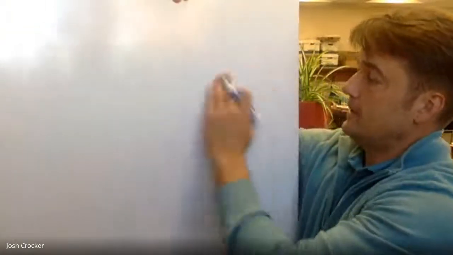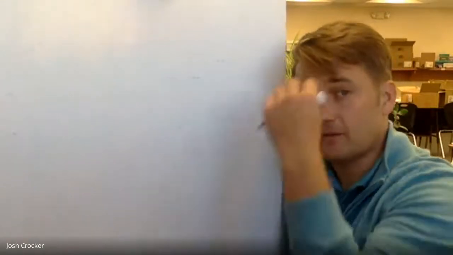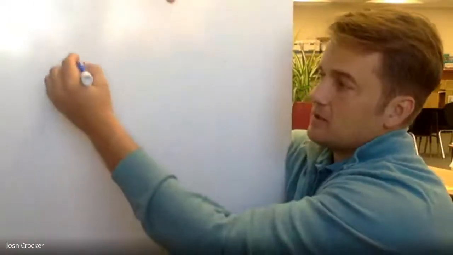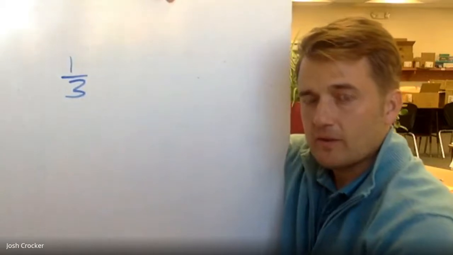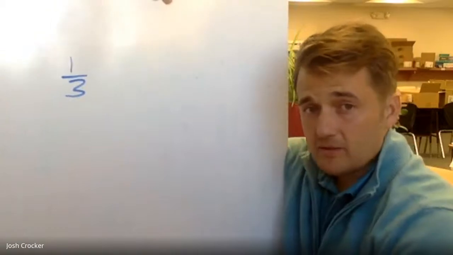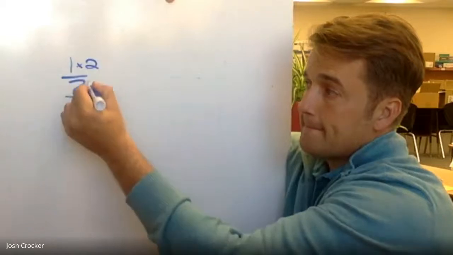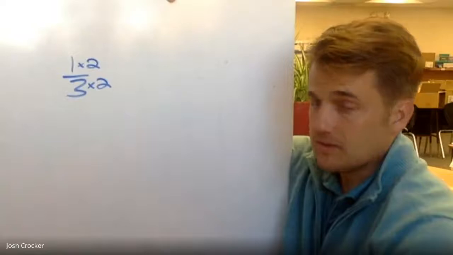Now there are ways to make an equivalent fraction, and there are also ways to recognize equivalent fractions. So let's just take the fraction 1/3. If we take 1/3 and we want to make a fraction that's equal to that, all we really have to do is multiply the top and the bottom by the same number. And it can be any number. So I went with 2 this time.